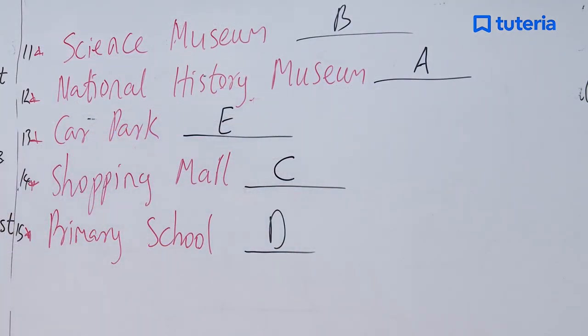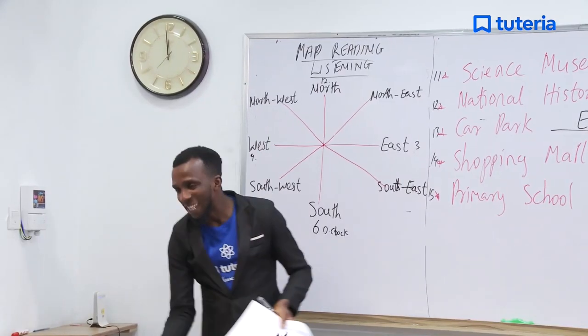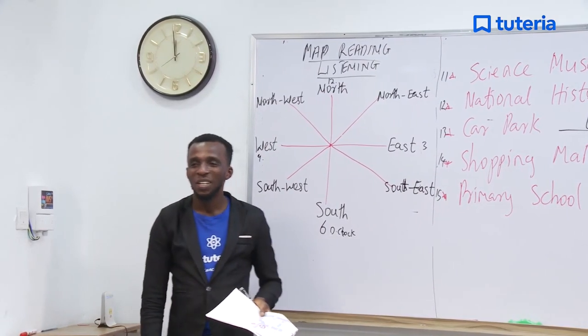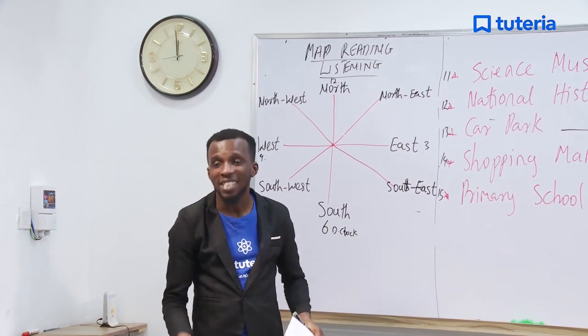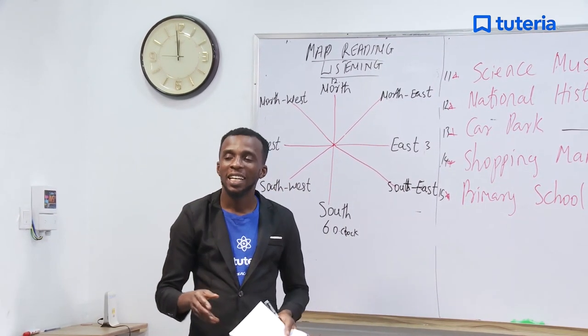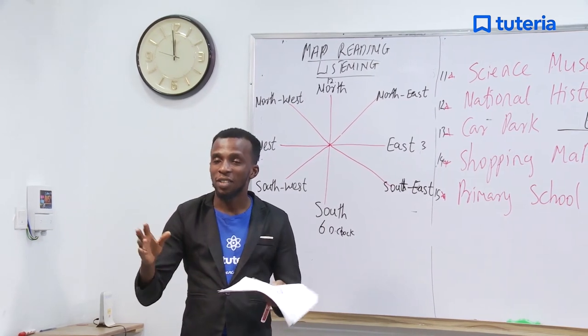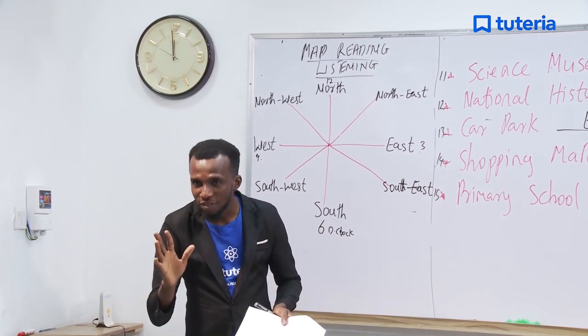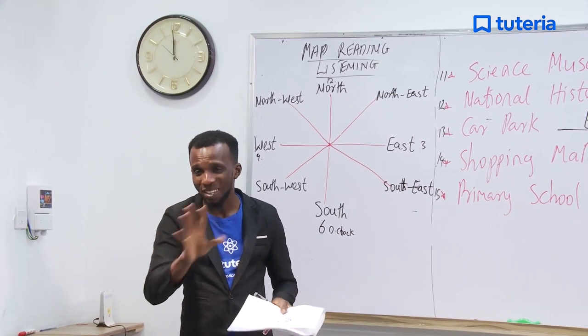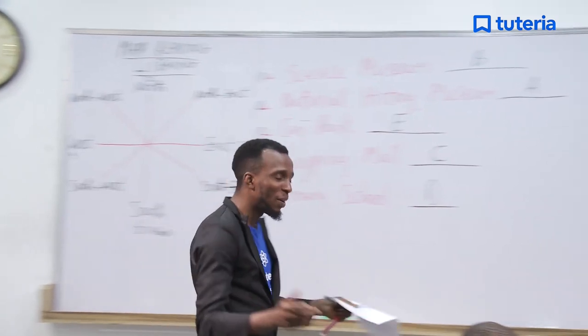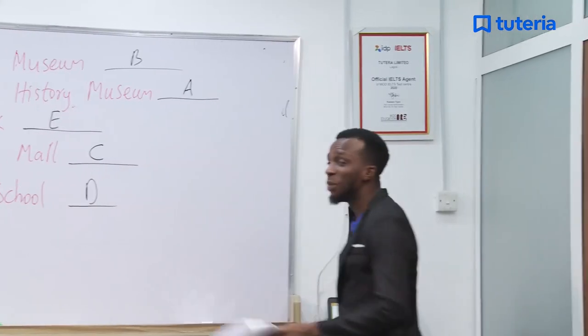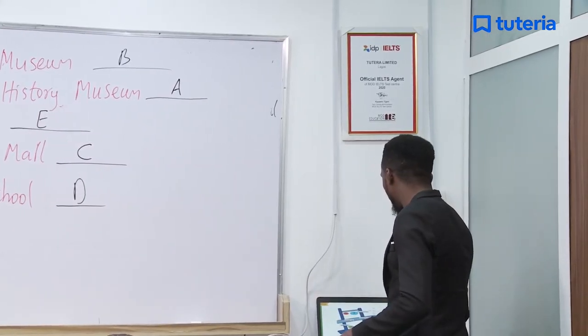Wait, who got 5 out of 5? But you almost changed your mind. So, if I play it again, will you still stick to your answer? I'm going to play it again. I told you your score will be 1 over 5, 3 over 5, and 5 over 5. So I'm playing it again one more time. Don't worry, this map reading, you must get it, you must learn it.